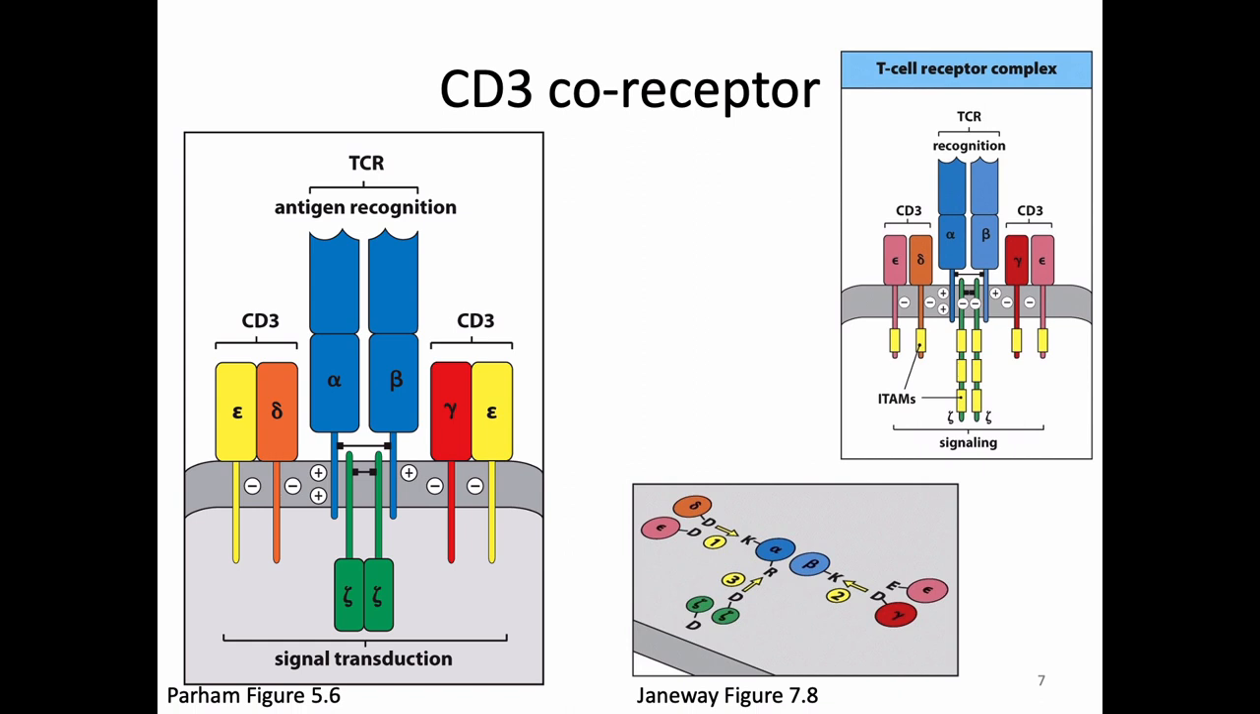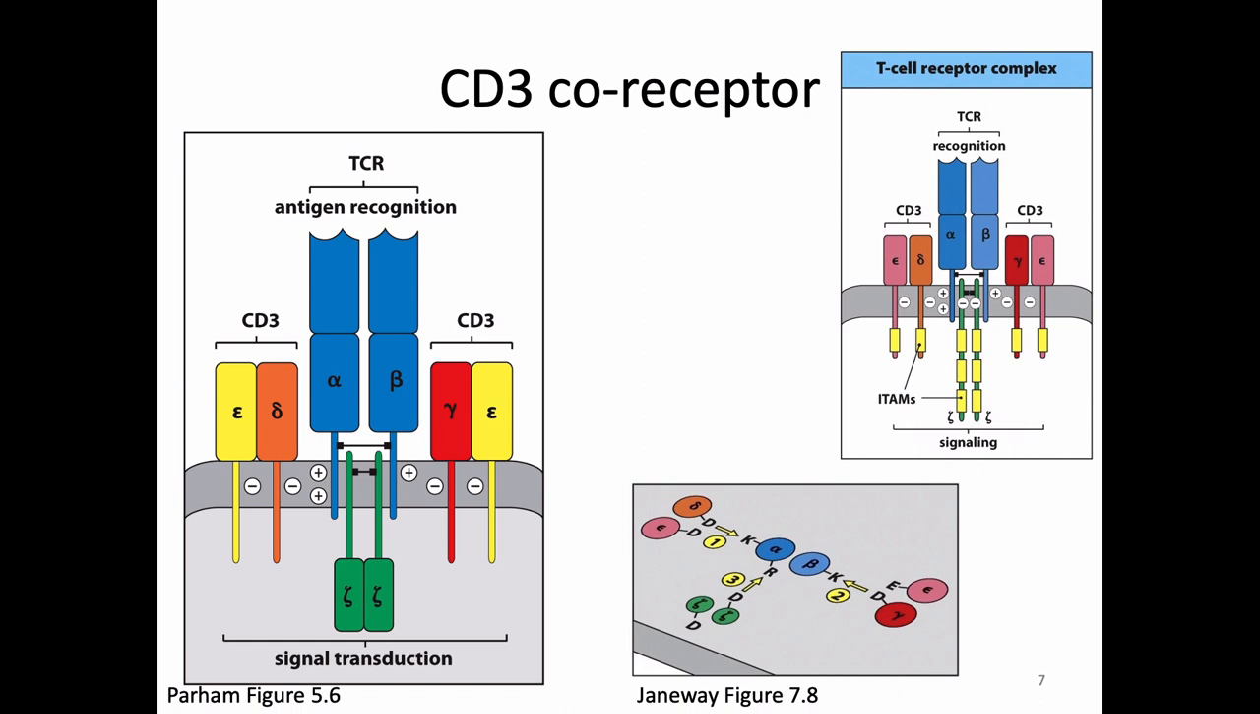ITAM stands for immunotyrosine-based activation motif. And so these are not just any old cytoplasmic tail. They're sort of special domains in the cytoplasmic tail that contain a tyrosine that's ready to go and get phosphorylated. So the T in ITAM is the tyrosine.